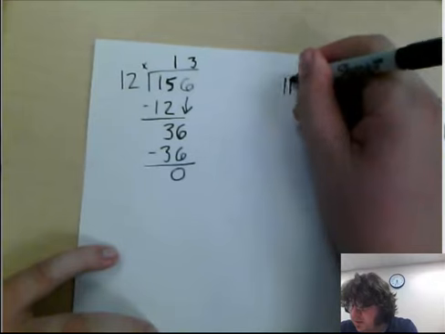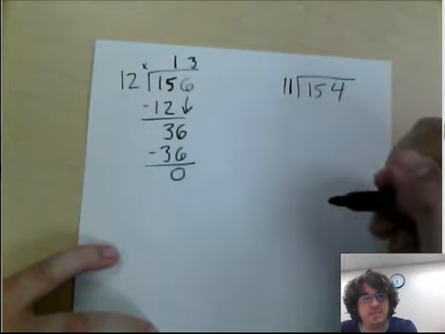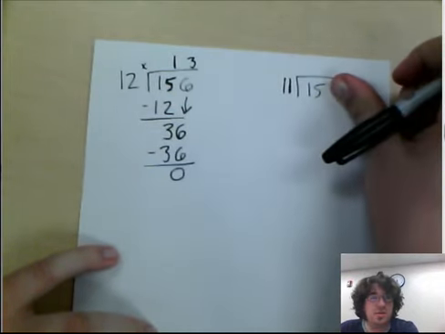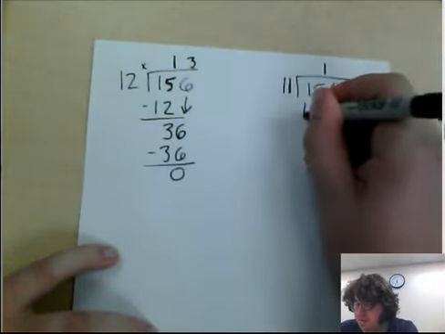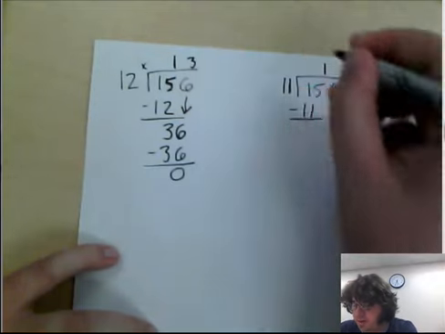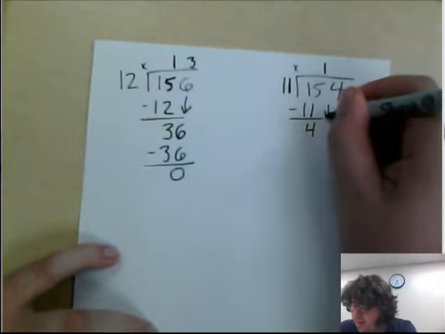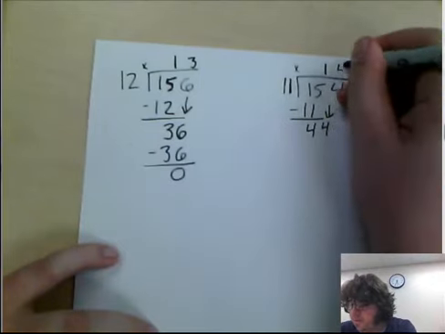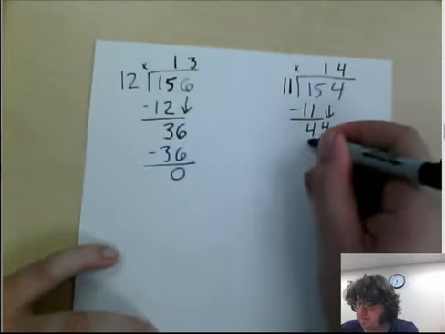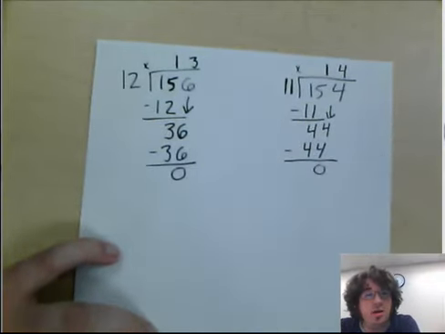Alright, for this one, we have 11 going into 154, or 154 divided by 11. Okay, start with 2 digits. How many times does 11 go into 15? Well, just once. 1 times 11 gives me 11. Need to subtract. 15 minus 11 gives me 4. I bring down my 4. 11 goes into 44. Well, 4 times. 4 times 11 is 44. Subtract. I get 0. I'm done. 154 divided by 11 is 14.